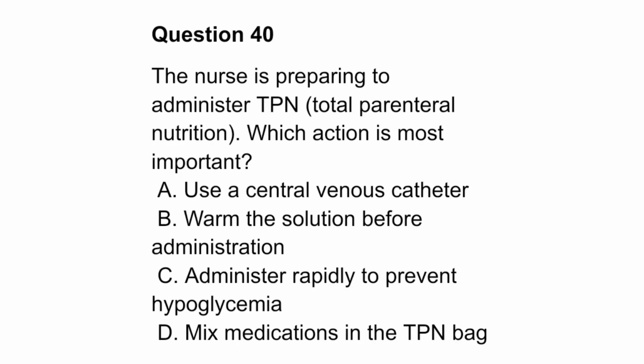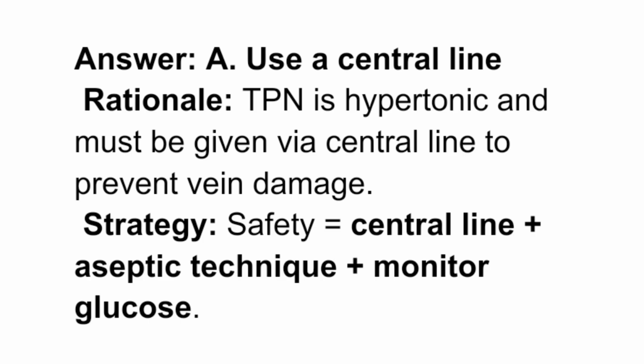Question 40. The nurse is preparing to administer TPN, total parenteral nutrition. Which action is most important? A. Use a central venous catheter. B. Warm the solution before administration. C. Administer rapidly to prevent hypoglycemia. D. Mix medications in the TPN bag. Answer: A. Use a central line. Rationale: TPN is hypertonic and must be given via central line to prevent vein damage. Strategy: safety equals central line plus aseptic technique plus monitor glucose.